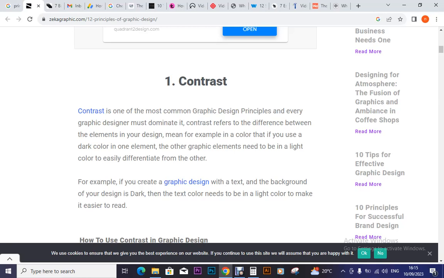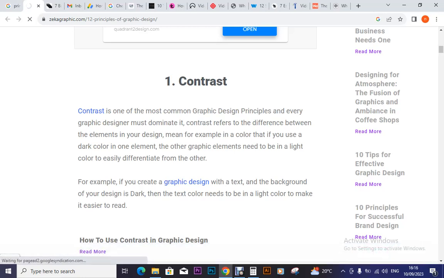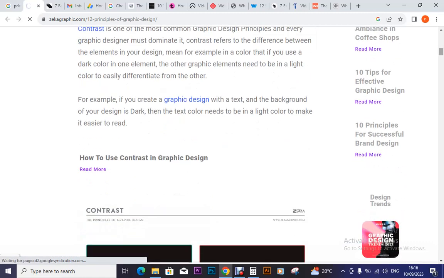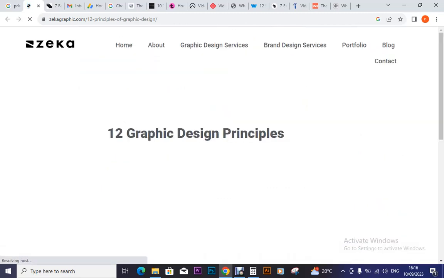For example, if you create a graphic design with a text, and the background of your design is dark, then the text color needs to be in a lighter color to make it easy to read. These seem to be simple, but if not respected, basically you will also look at your design and see that it is vague.